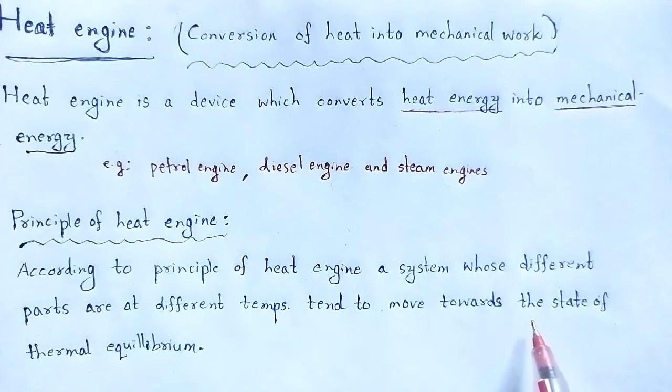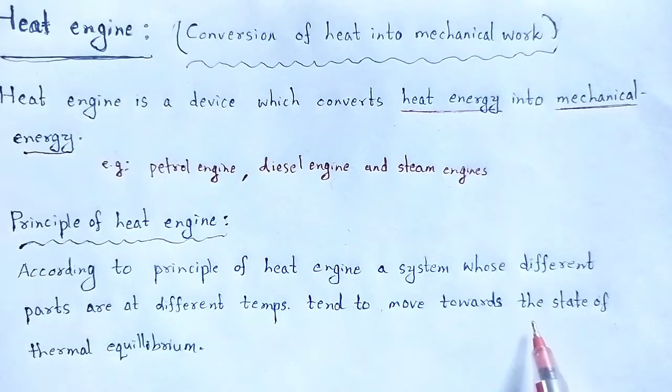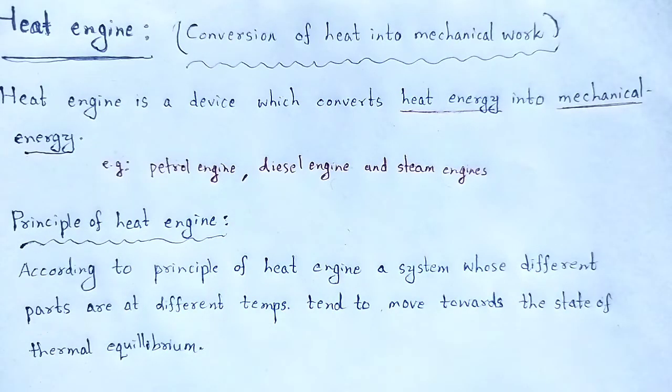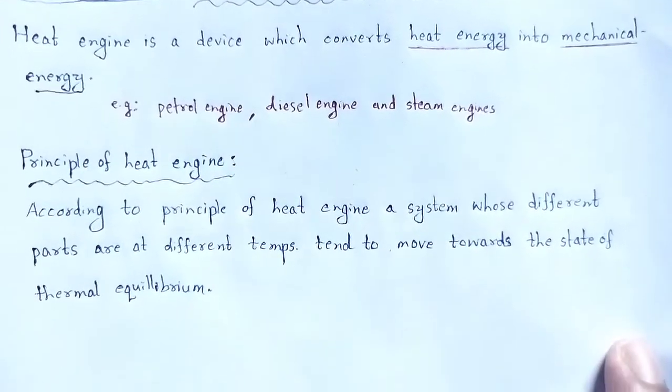There are generally three parts of a heat engine that we introduce. One is source, working substance and sink. These three parts are basically denoted according to their temperatures, and on the basis of their temperatures they tend to the state of thermal equilibrium, and in that way the heat engine works. We have to discuss the parts of that heat engine one by one.